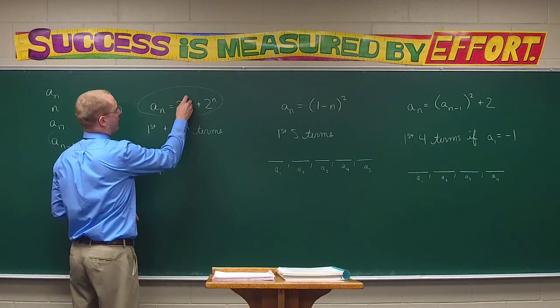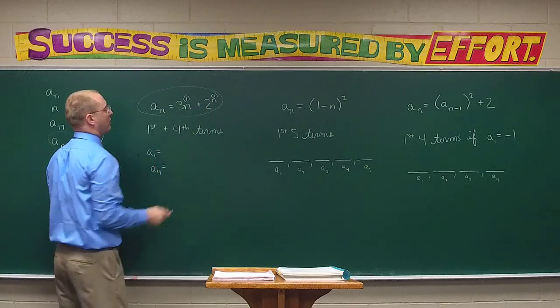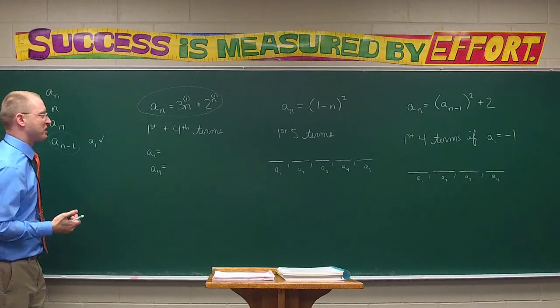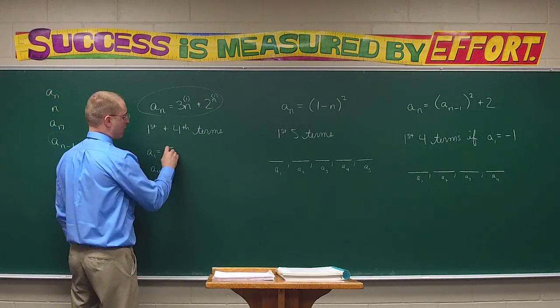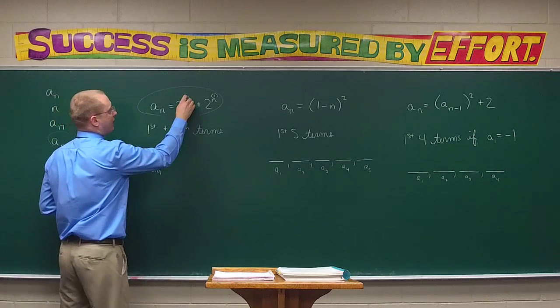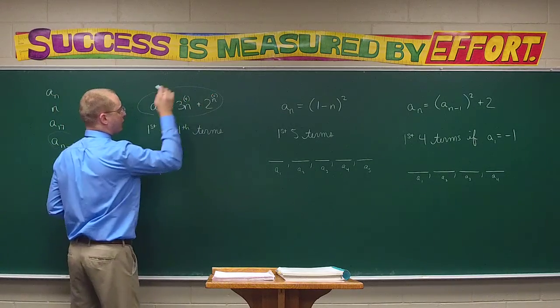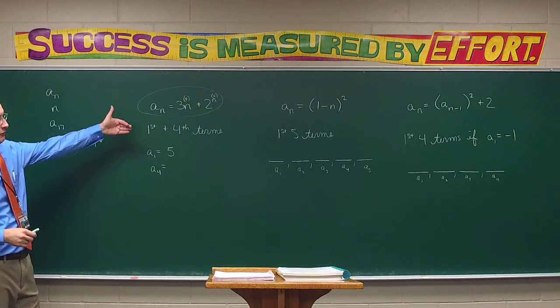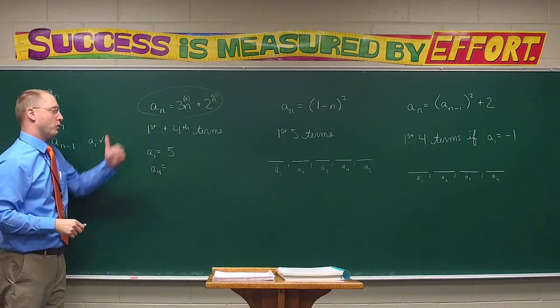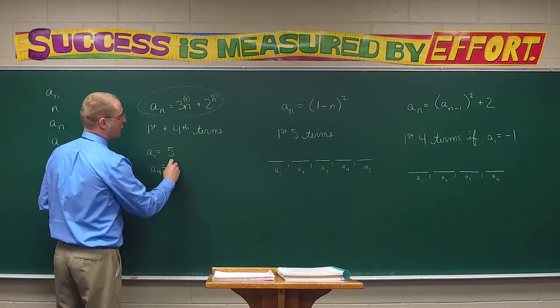So if we plug in a 1 here and a 1 here, we end up with 3 times 1 plus 2 to the first, class, which is 5. 3 plus 2. If we were to plug in a 4 for each of the n values, well, now we've got 3 times 4 plus 2 to the fourth, which ends up giving us, class, 28.